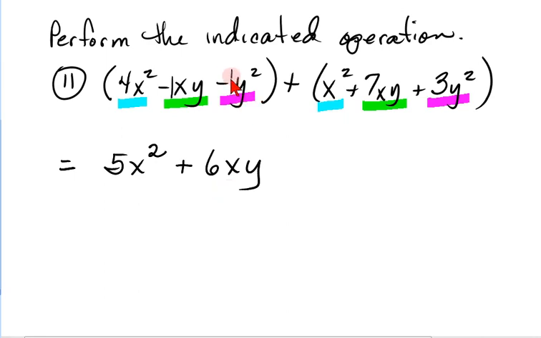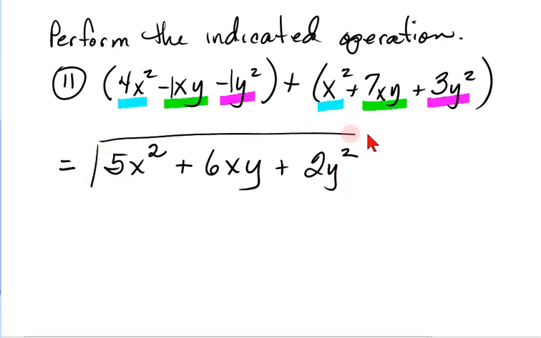Lastly, I have, again, a -1y squared. I have a +3y squared for how many? 2y squared. Are any of these now like terms, or have I done everything I can do? That's it. Because to be like terms, you have to have the identical letters with the identical variables. And I'm done. Whoops. Number 12.